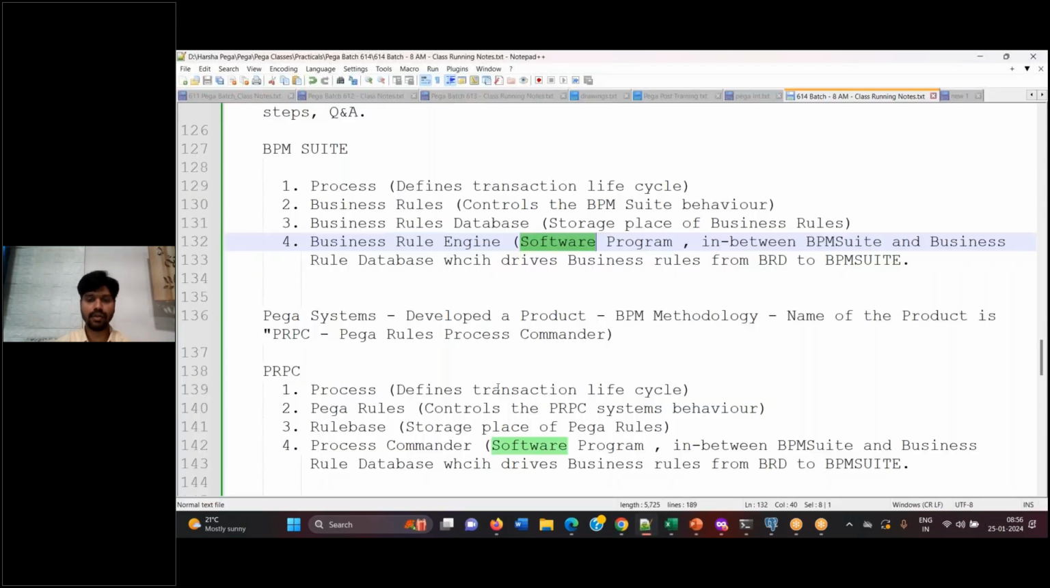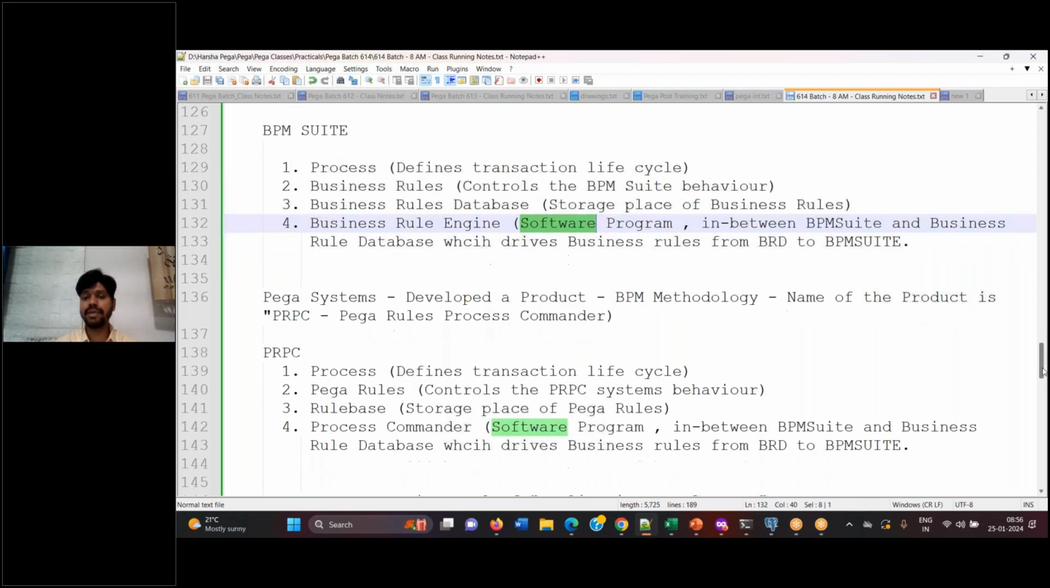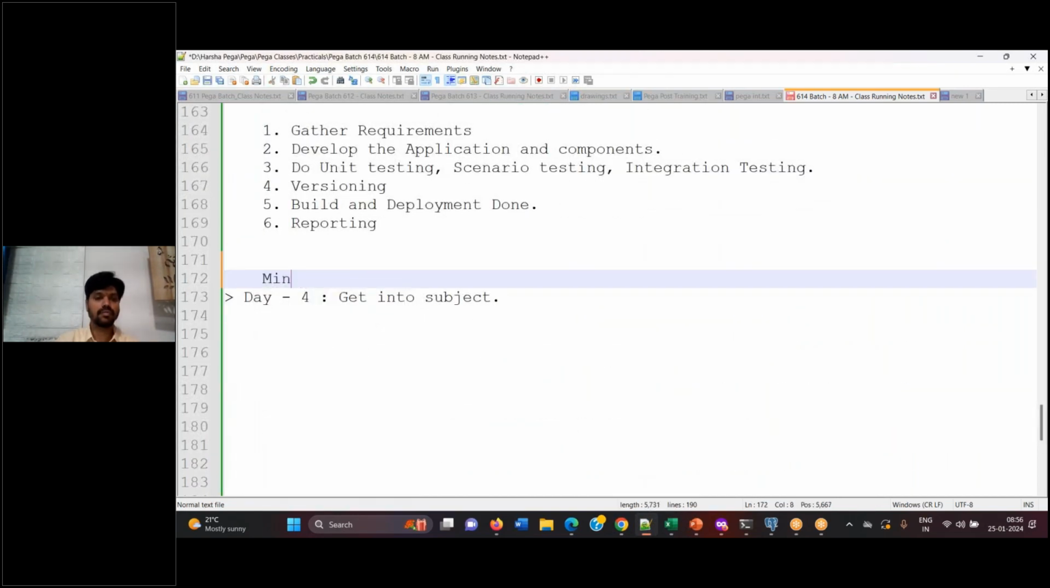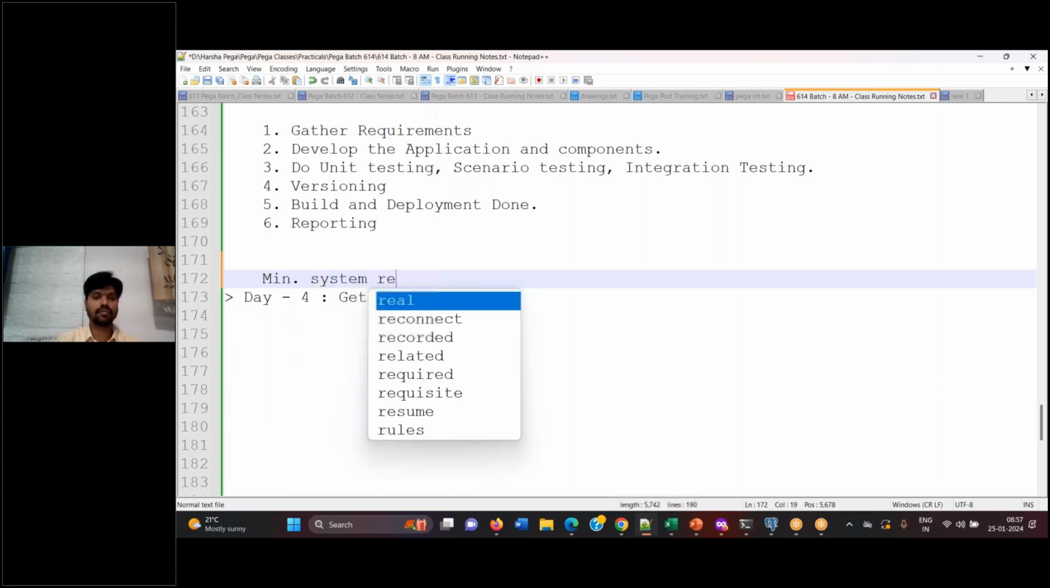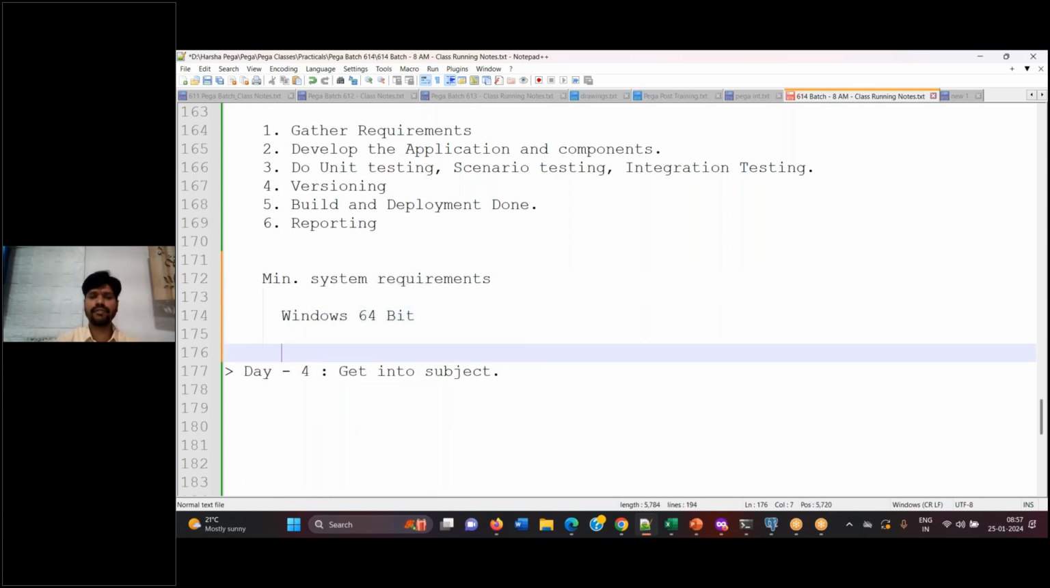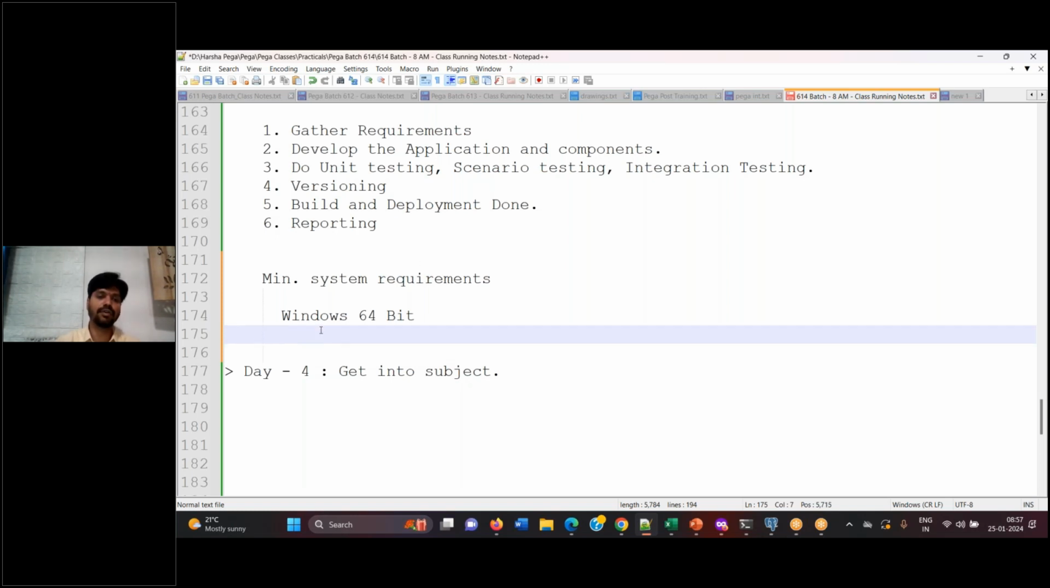Okay, look here now. System requirements: the minimum requirements of your system to install PEGA. Windows must be 64-bit anyhow. If you have a Mac operating system, you cannot install PEGA, there's no way. You must have a Windows laptop. Please make sure and note this point. Windows 64-bit, minimum 8 GB RAM.